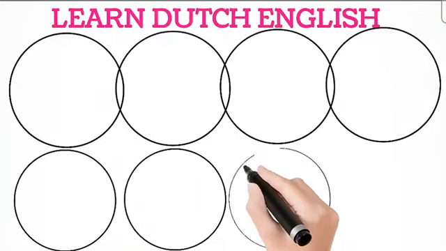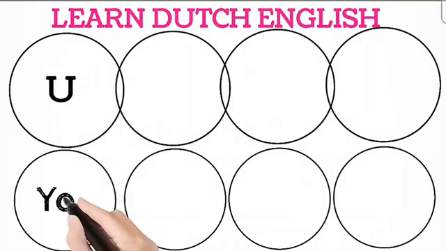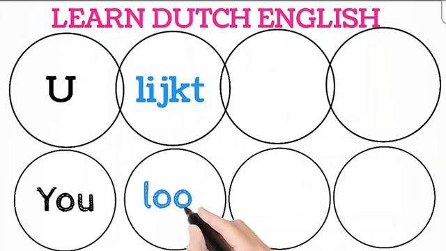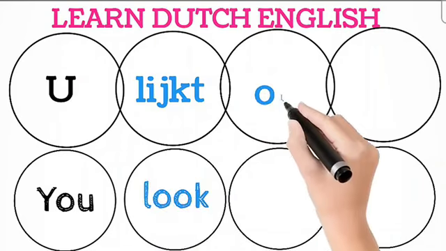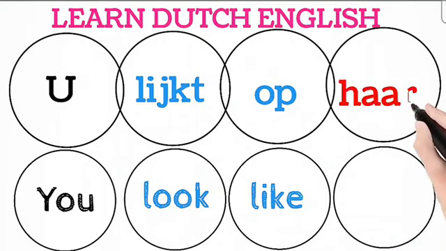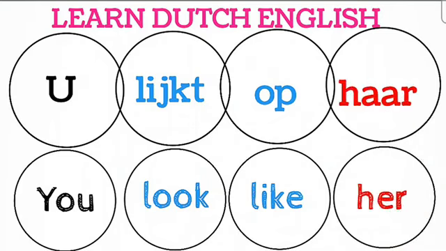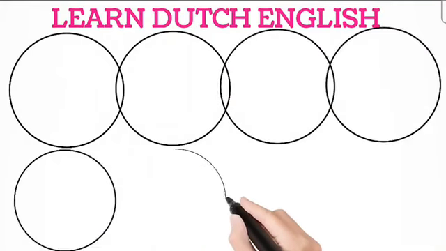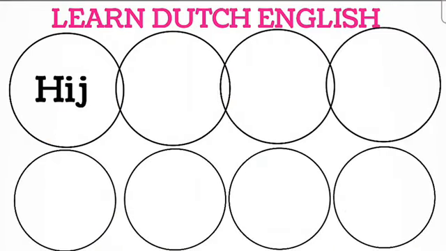Learn Dutch. U. That means you. Lijkt op. That means look like. Haar. That means in English her. U lijkt op haar. You look like her. In het Nederlands, u lijkt op haar. In het Engels, you look like her.